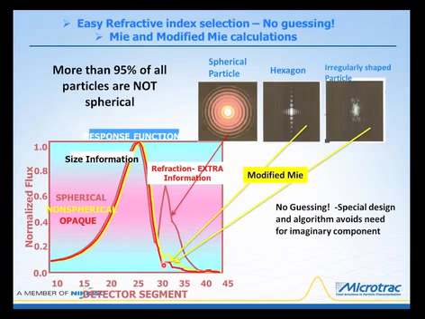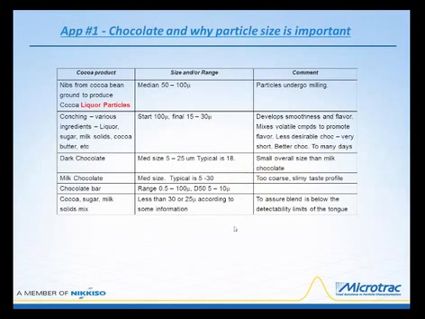And I just do want to mention that we use Mie scattering or modified Mie scattering across the entire range of the instrument. We do not use any Fraunhofer calculations because there are errors in that, even in some of the larger particle sizes. So this is why we have spherical particles and why we have calculations for irregularly shaped particles.